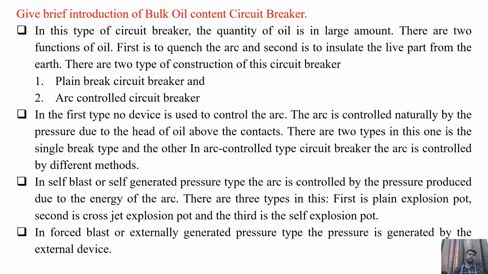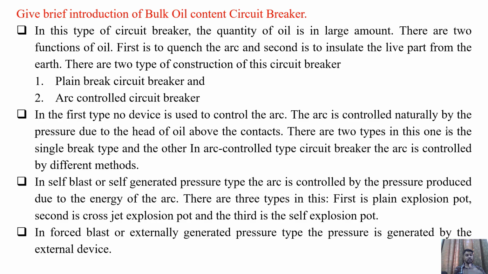In the first type, no external device is used to control the arc. The arc is controlled naturally by the pressure due to the head of the oil above the contact level. There are two types in this. One is the single break type and the second one is the double break type. And in arc control type circuit breaker, the arc is controlled by different methods.